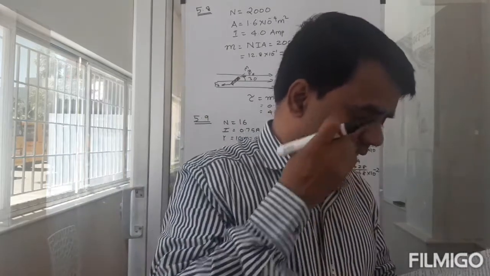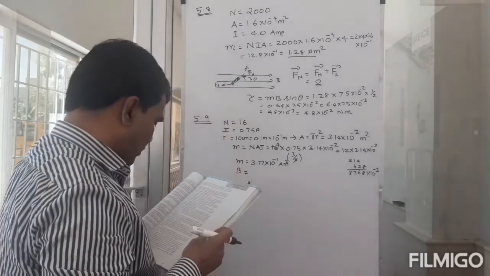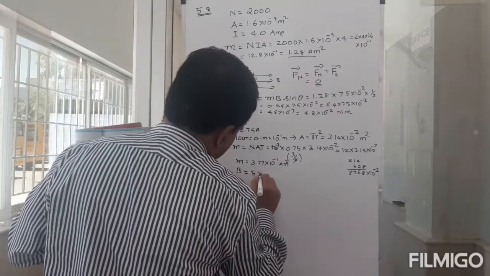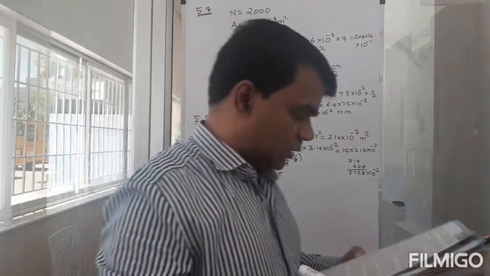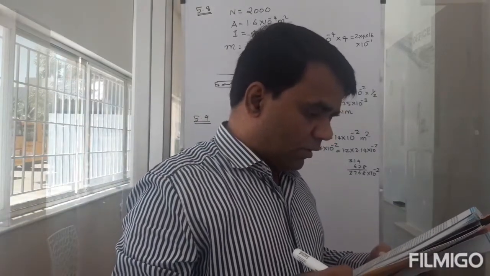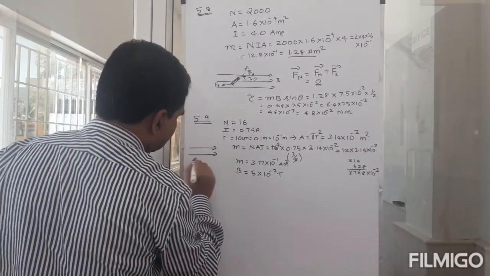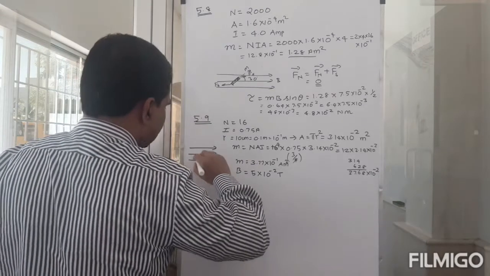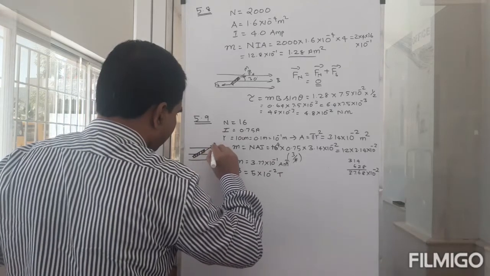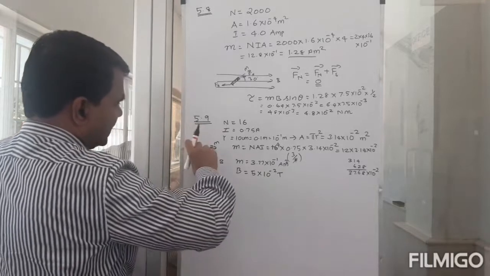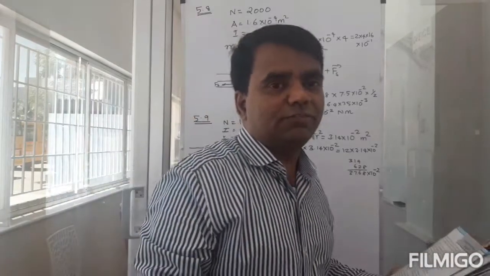What else is there? B is given. The external magnetic field B is given to be 5 into 10 power minus 2 Tesla. This coil is turning like this. You have a magnetic field B, and then you have M. When you slightly disturb it, it is going to oscillate. So then the period of oscillation is also given.